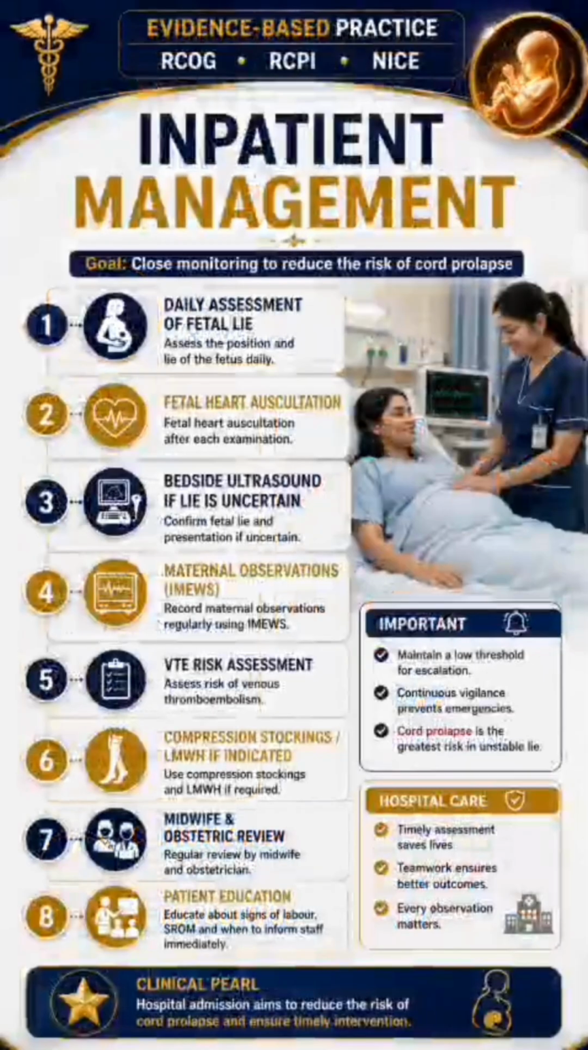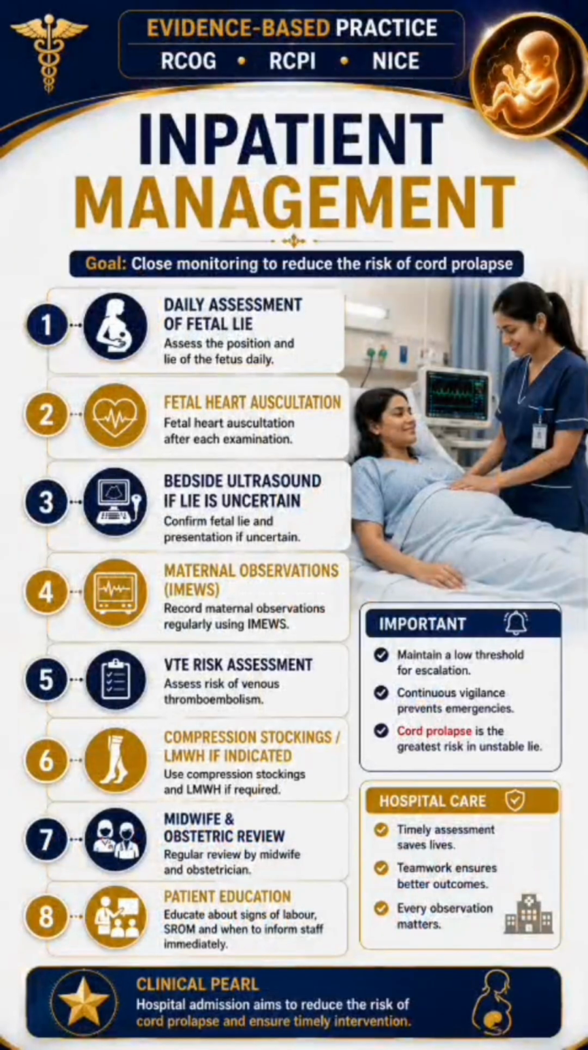So now the patient has been admitted. The next step is inpatient management. The primary goal of inpatient care is close maternal and fetal surveillance to reduce the risk of cord prolapse and ensure immediate intervention if labor starts or the membranes rupture. Let's go through the key components. First, assess the fetal lie daily. Regular abdominal examination helps identify whether the fetus remains cephalic or changes back to a transverse or oblique lie.